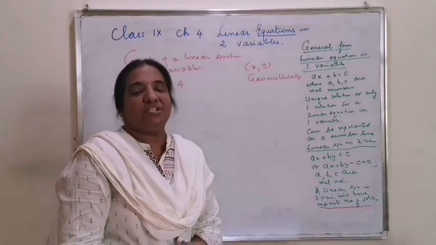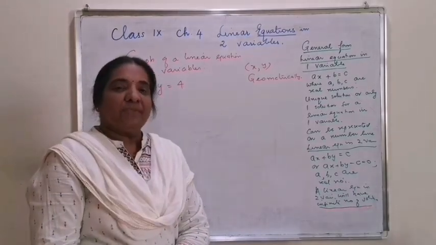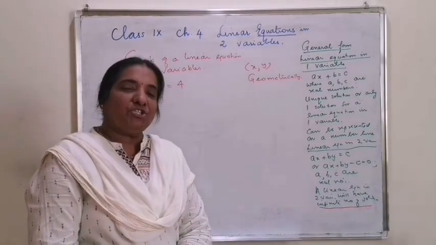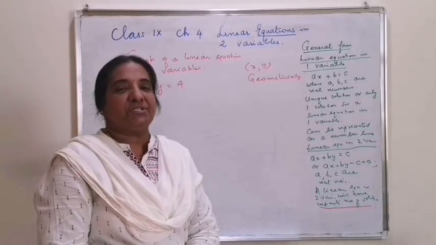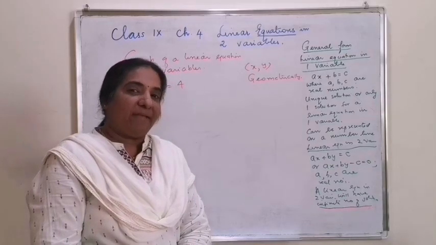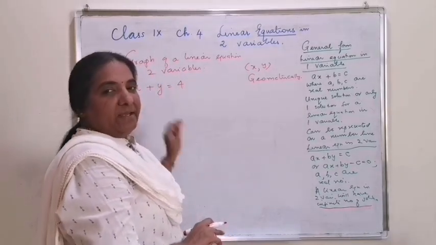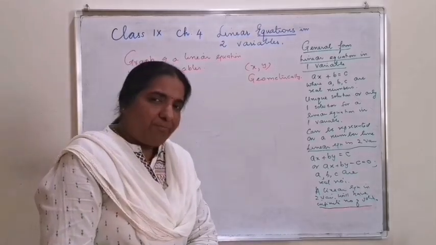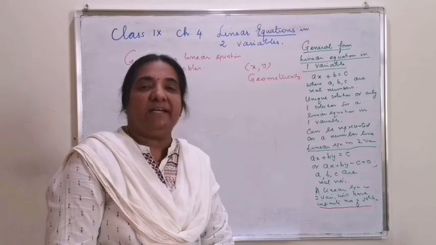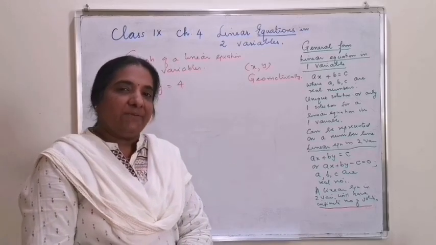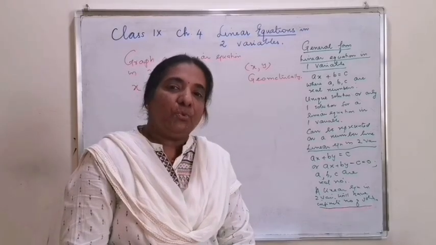Consider the linear equation in two variables x plus y is equal to 4. As you have worked out algebraically, there are infinite solutions, or infinite ordered pairs, which will satisfy this equation. Let us take 3 points and represent those points on a coordinate axis and see what the graph of a linear equation in two variables looks like.